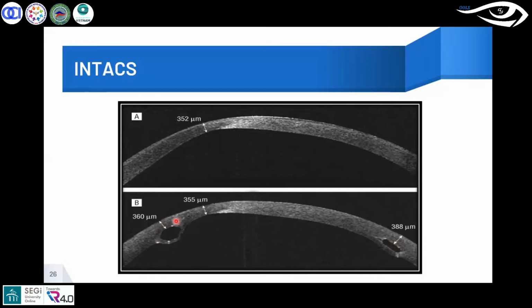This is going to be represented as a non-reflective portion on either side. Since it is a cross-sectional image, you can guess that the non-reflective portion here could be the Intacs, which is placed in the peripheral location of the cornea. So they have used AS-OCT to measure the insertion depth of these Intacs. That's the important use of AS-OCT in case of Intacs.